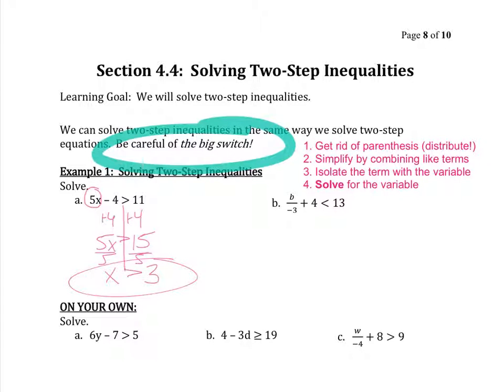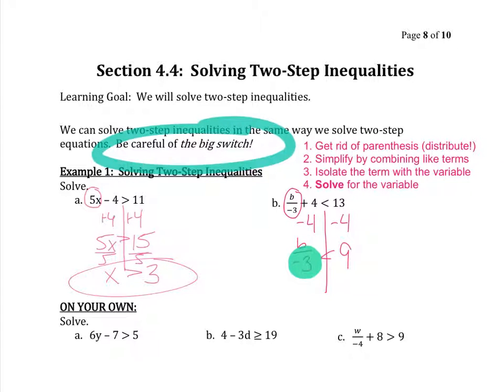Next up, we have b divided by negative 3 plus 4 is less than 13. So once I draw my balance bar, this b divided by negative 3 is now the term with the variable. So to undo that plus 4, I'm going to subtract 4 and end up with b divided by negative 3 is less than 9. So right here is exactly the kind of thing that we need to look out for.